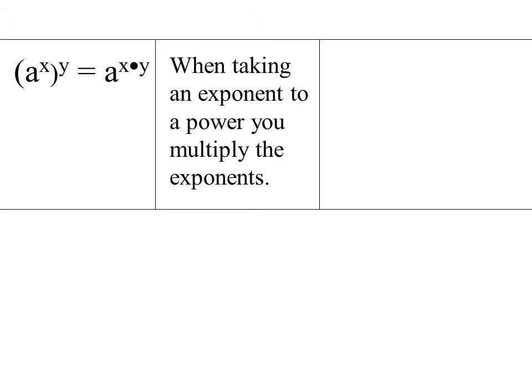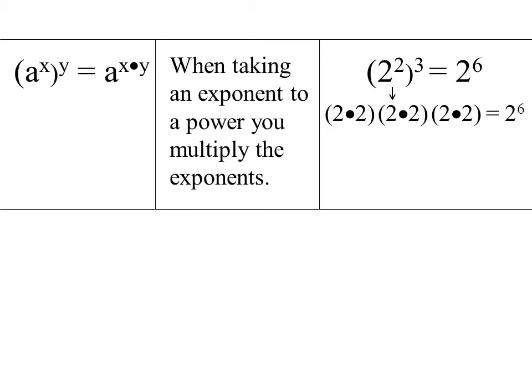Now, let's talk about raising a power to a power. So I have a base and an exponent, and then it has parentheses, and I'm raising it to another exponent. When taking an exponent to a power, you just multiply them. So if these were numbers, and I had 2 to the second raised to the third power, I'm just going to multiply the exponents, and I should get 2 to the sixth power. That meant 2 times 2, 3 times. See? Simple.